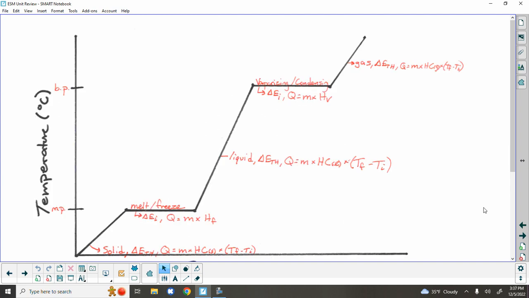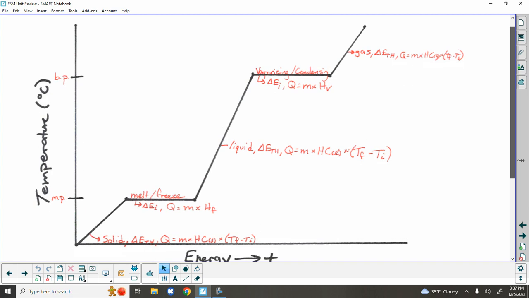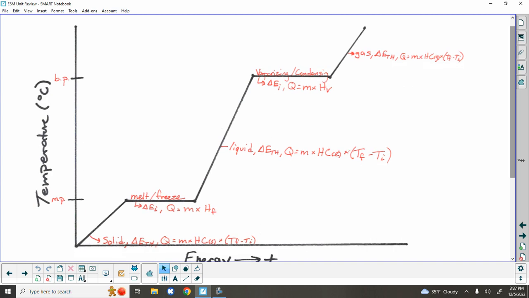Moving on to the next section, where we're tying together kinetic molecular theory and energy. We're looking at a heating curve. Now this heating curve is a general heating curve. You'll notice on the temperature scale that I do not have specifically any temperatures there. It says MP and BP. MP stands for melting point and BP stands for boiling point.